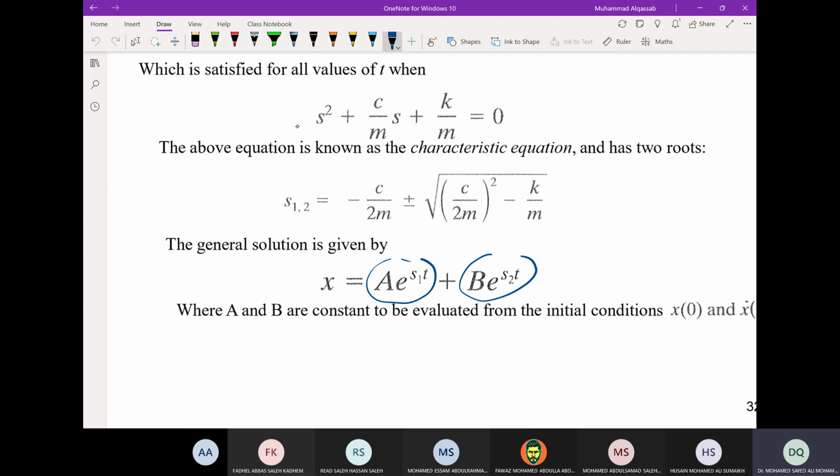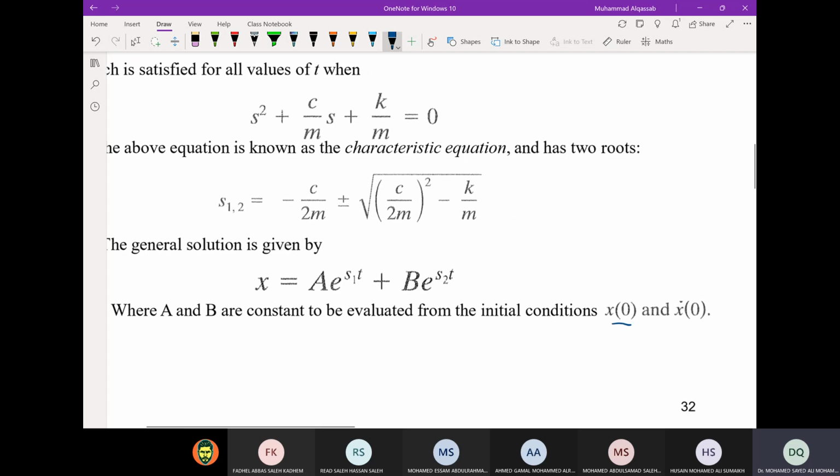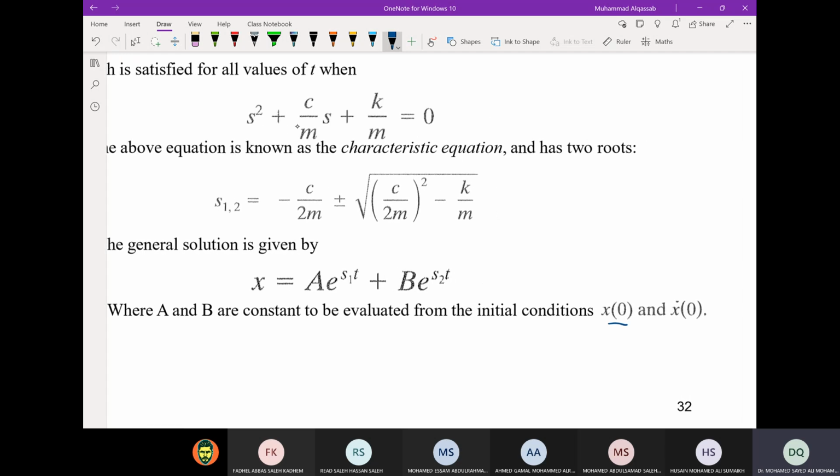A and B are constants to be found from the initial conditions. So A times e to power S1t plus B times e to power S2t, with A and B to be evaluated from initial conditions, which are x at 0 and x dot at 0, which is the initial displacement and initial velocity. Okay.